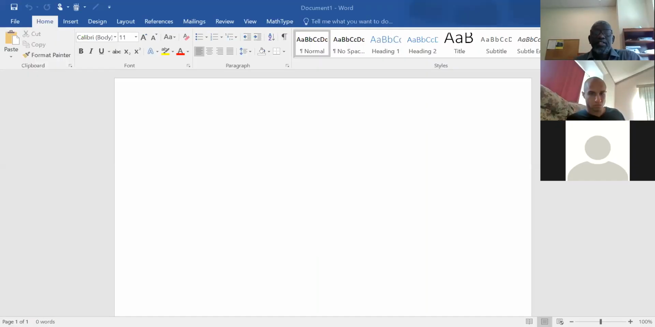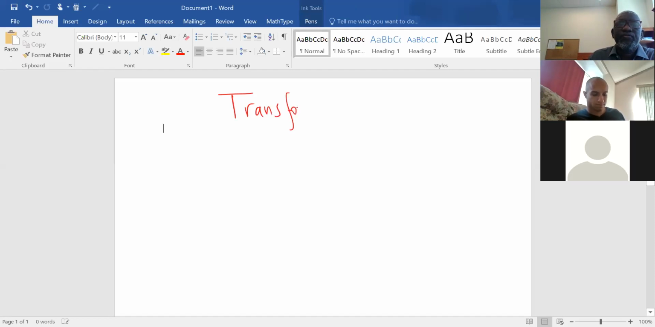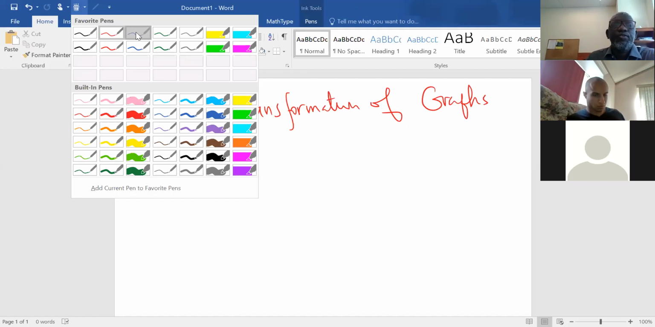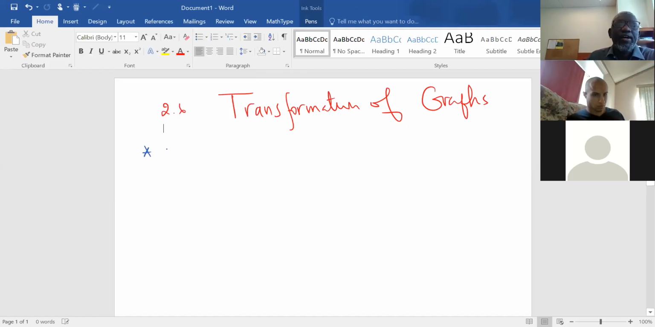So let's start by sharing my screen. That is transformation of graphs, section 2.6, I think. At first we're going to see when we have to do vertical shifting.